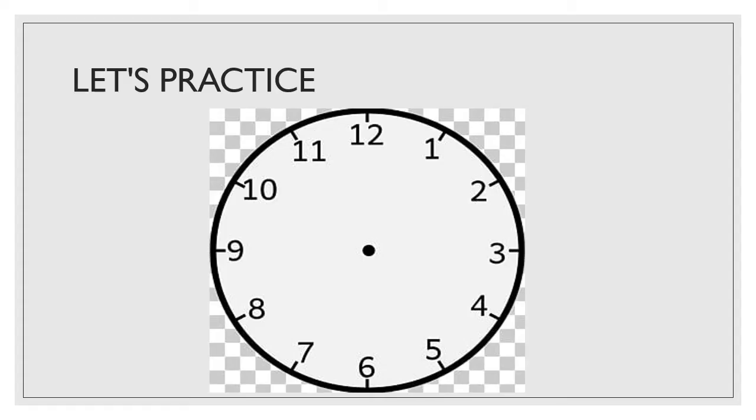Now let's practice. Say the time is 4 o'clock. What is the time? 4 o'clock. So we have 4 as the hour. So we have the smallest hand on 4. We understand it. The smallest hand should be on 4. And again, we don't have 0 over here.